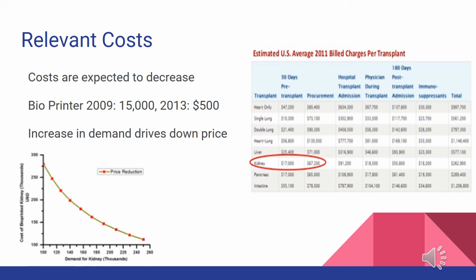The good news is that these costs are expected to decrease because as the demand goes up for these items and as new processes are evolved and technology is improved and more efficient processes come about, the cost will obviously go down. A bioprinter back in 2009 would cost you around $15,000. And just recently in 2013, the price was driven down to $500. As you can see from the chart in the bottom left, as the demand for kidneys goes up, the price for them has gone down.